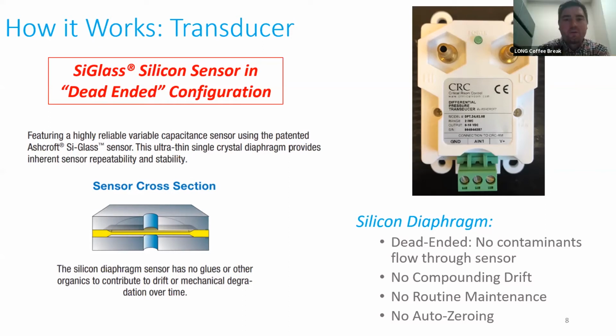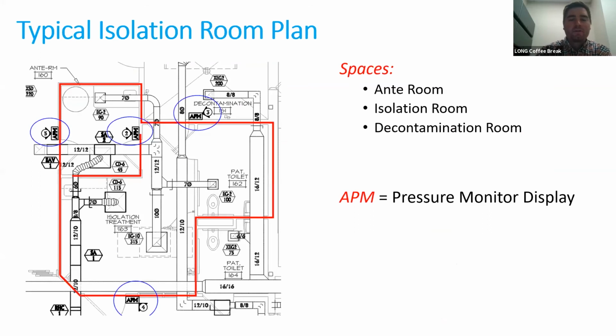This sensor is probably going to last longer than the facility would. So I don't think that's much of a concern there. Okay, so now that we understand the heart of the system itself, where do you put these displays? Is it something that you just have on the outside of the room so a nurse can walk by and clearly see that information? Or is it something that you would also want to see on the inside of the room?